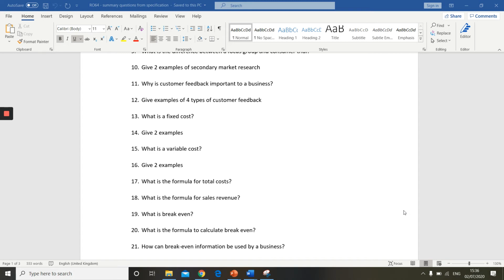Okay, question 17. So this one is where you are writing down a formula. It says, what is the formula for total costs? So we've looked at fixed costs previously in question 13 and 14. We've looked at variable costs in question 15 and 16, and you are now being asked to write the formula for total costs. Pause the video now and note down your answer.